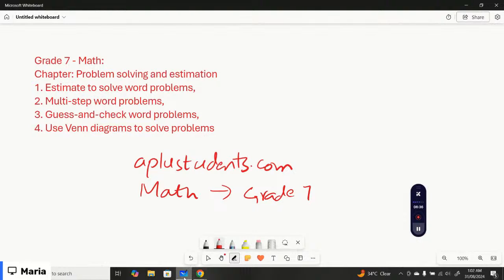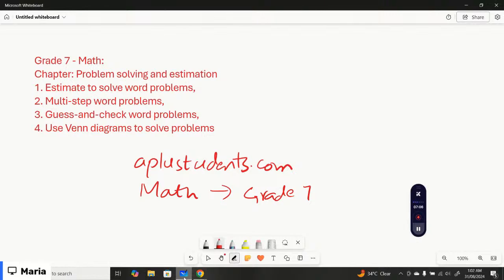You can find all the lessons on aplusstudents.com. You have to log in there using your email address and password provided by the administrator. Then you have to select math from the subject tab. Scroll down to grade 7 math and then click on view all lessons. There you can find a list of the chapters. We're going to start with the chapter problem solving and estimation.